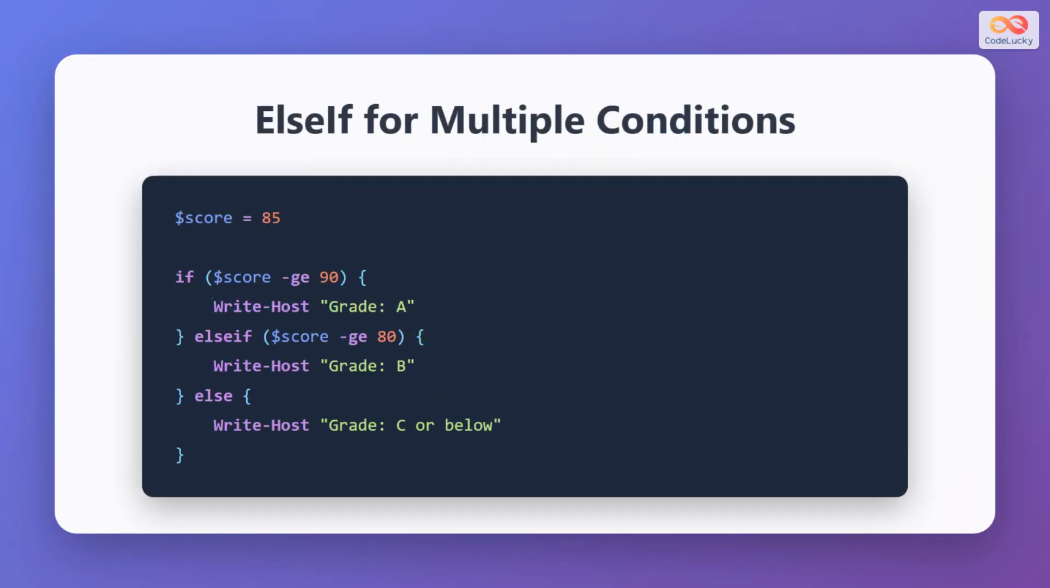What if you need to check multiple conditions? That's where ElseIf comes in. The ElseIf keyword lets you test additional conditions in sequence. In this example, we have a score variable set to 85. First, we check if the score is greater than or equal to 90 for an A grade. If that's false, we check if it's greater than or equal to 80 for a B grade. Since 85 meets this condition, it prints grade B. If none of the conditions match, the final else block executes. You can chain multiple else if statements to handle many different scenarios.